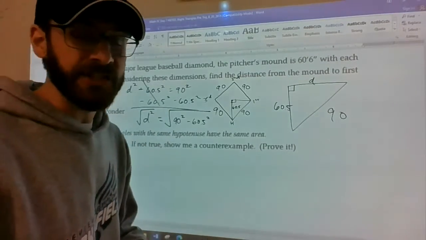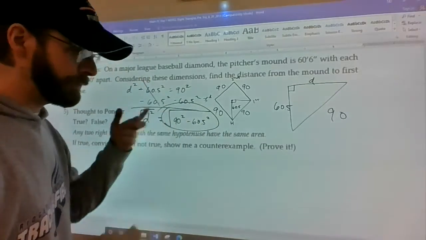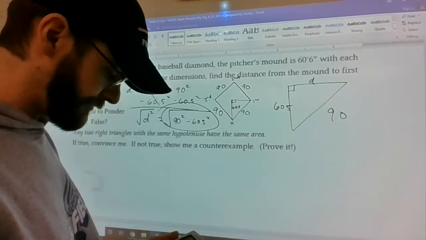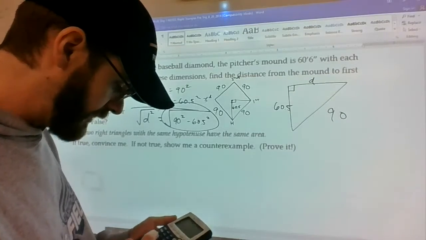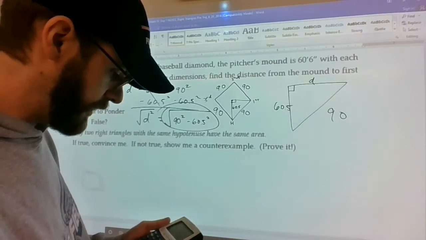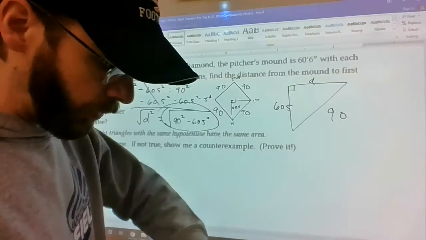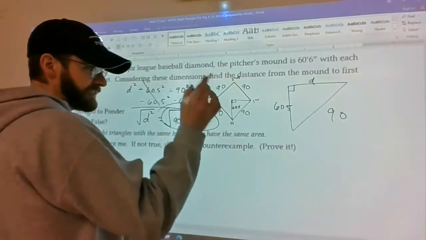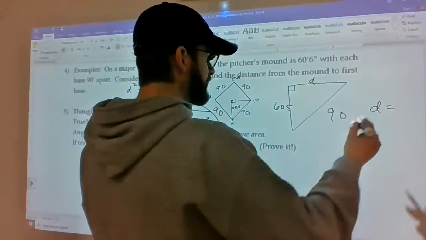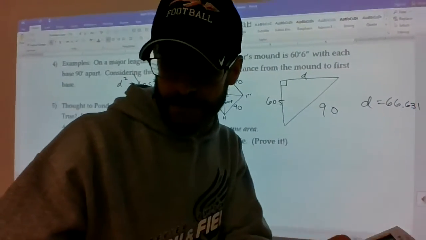So I guess what I'm saying is you can wait to plug anything into your calculator until this last move, which I'm going to do right now. So what is the distance from the pitcher's mound to first base? The square root of 90 squared minus 60.5 squared equals, I'm getting 66.631 feet. So the distance here from the pitcher's mound to first base is 66.631 feet.